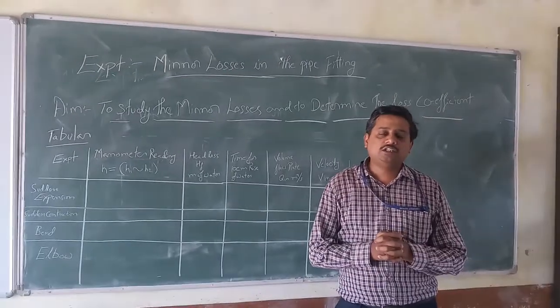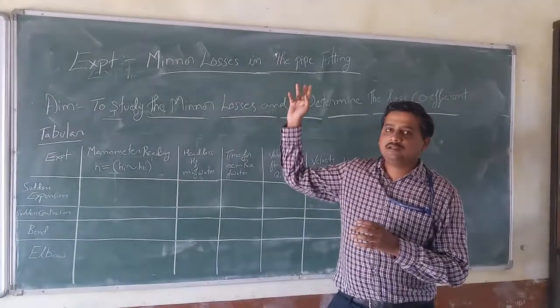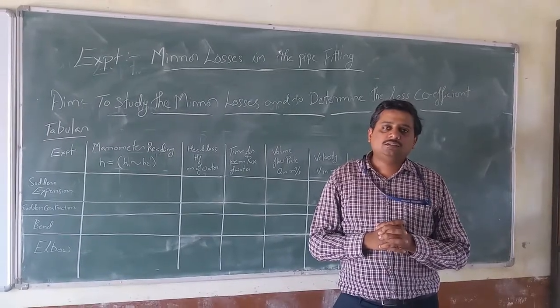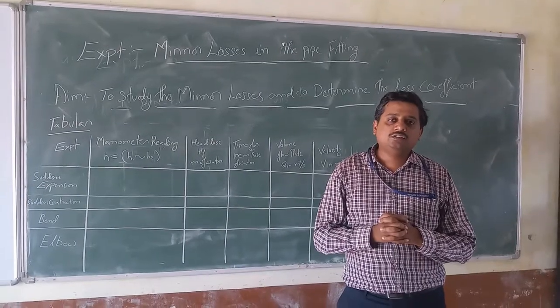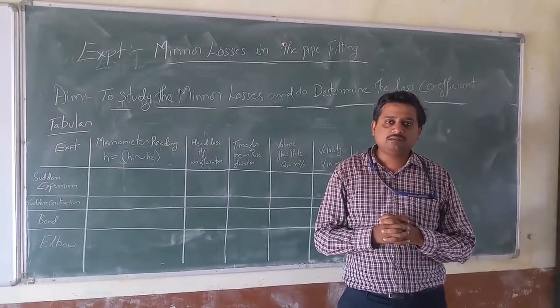Today we are going to see the experiment on minor losses, or you can say flow through pipe fittings. This lab comes under the fluid mechanics laboratory, which is a part of the first semester civil engineering student syllabus itself.